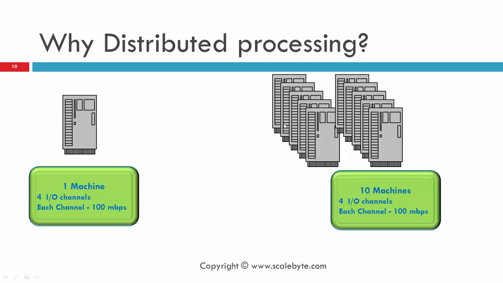Now why is this distributed processing needed? We'll take an example. Suppose there is a situation of reading 1 TB of data. This is one machine which has 4 IO channels. Each channel is capable of 100 Mbps. So if you want to read 1 terabyte of data on this machine, which has 4 IO channels and each channel having a capability of 100 Mbps, it will take 45 minutes. 45 minutes a single machine takes to read just 1 terabyte of data.